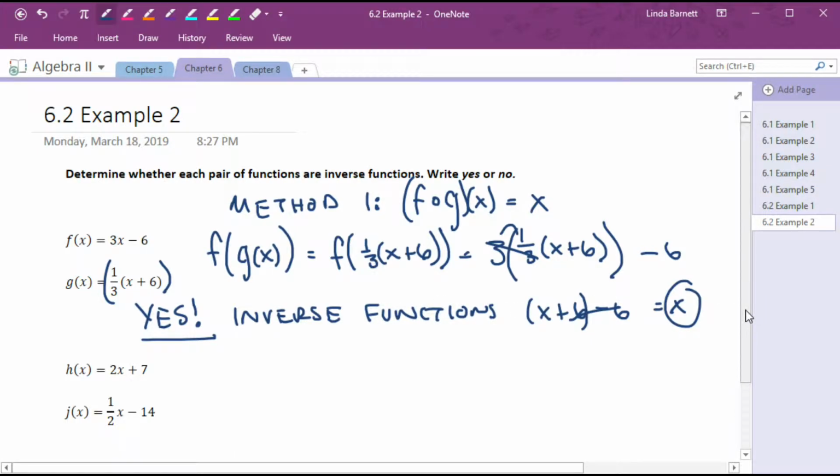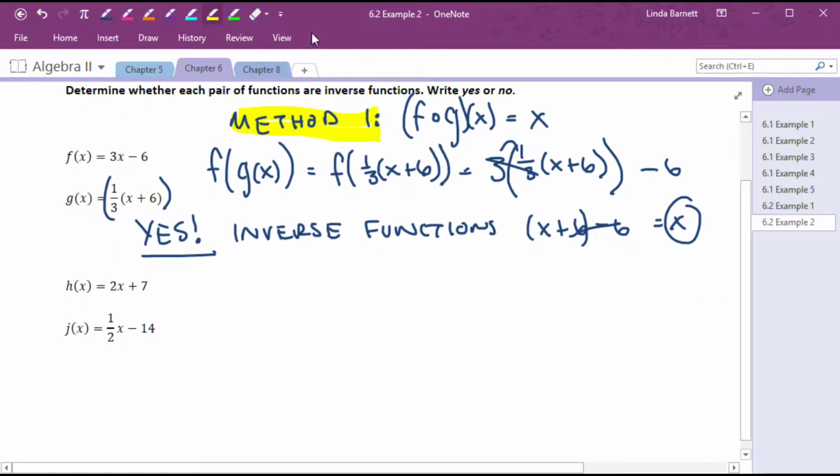Now, the second method. So this was method 1. So the second method, method 2. We're going to find the inverse of h of x and see if it is j of x. So, swap out y is equal to 2x plus 7. We're going to switch the x's and the y. So x is equal to 2y plus 7.